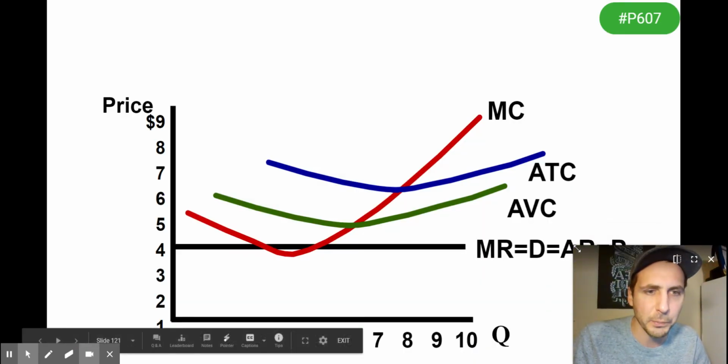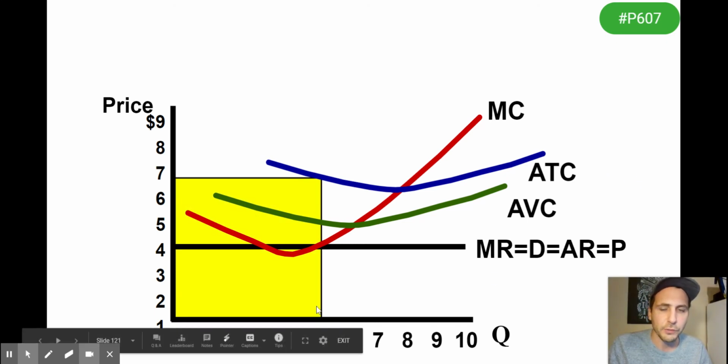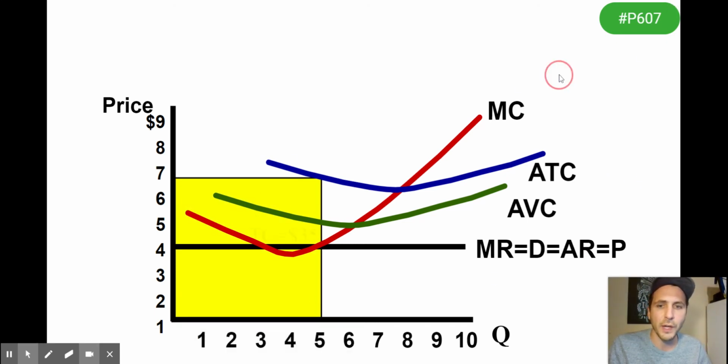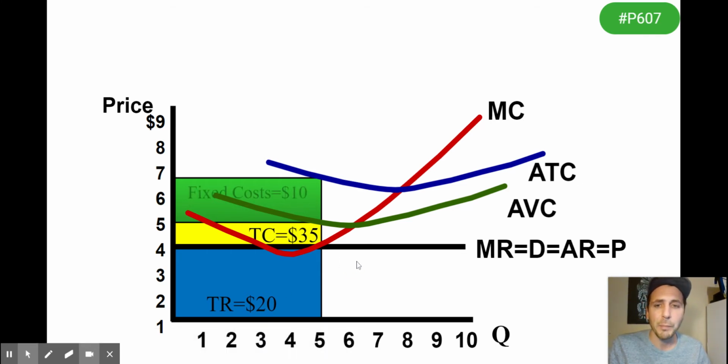Let's say we're right here. We got our MR equals D equals AR equals P there. And we're producing a quantity of 5. So my total cost is going to be 7 times 5. My total cost is going to be $35, right? My total revenue is going to be 4 times 5. My total revenue is going to be $20. My losses then, of course, are going to be 20 minus 35, or $15 in losses. My fixed costs are only $10.